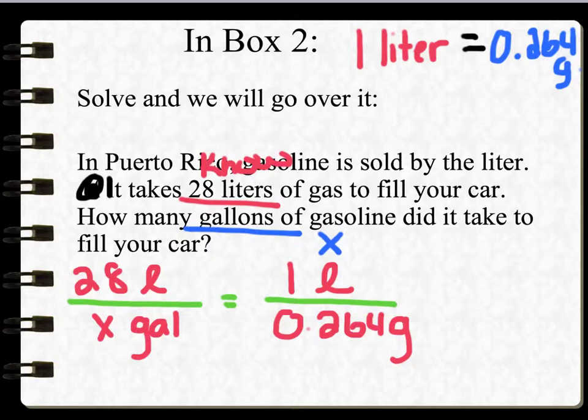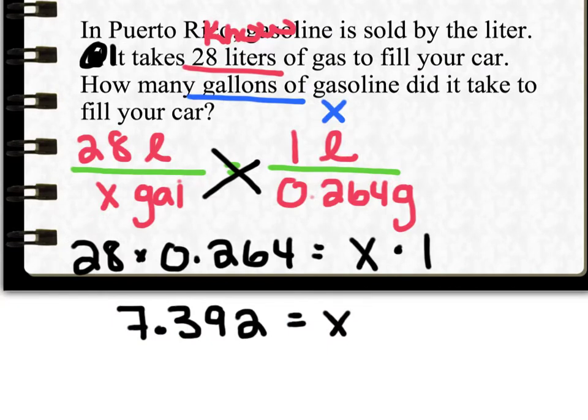Ready, pause. You should have cross-multiplied and found that 28 times 0.264 is equal to X times 1. Then when I solve, I get that X is equal to 7.392. So that's how many gallons of gasoline it took to fill your car. Copy this down, hit play when you're done. Ready, pause.